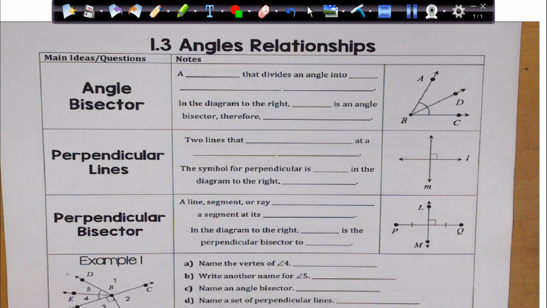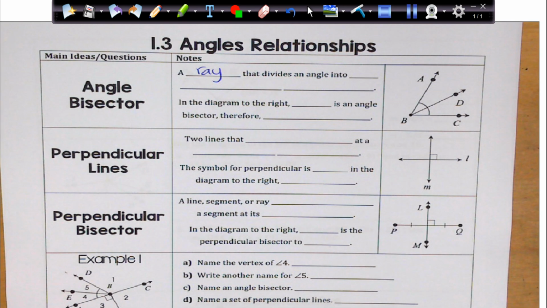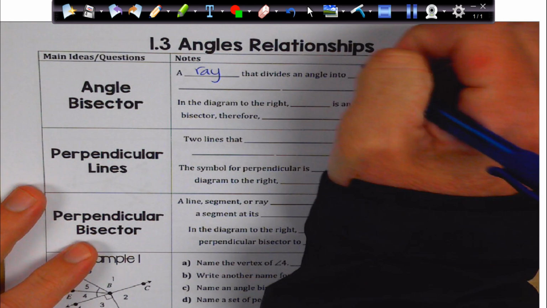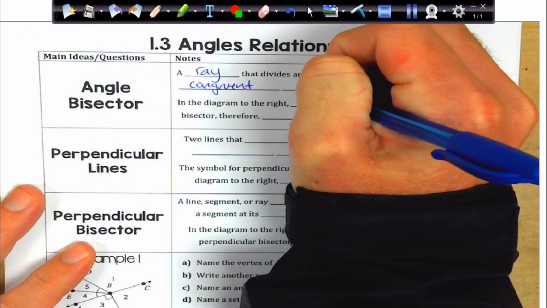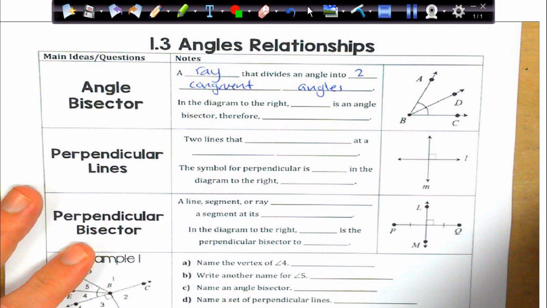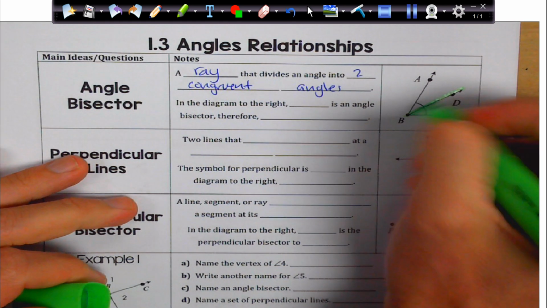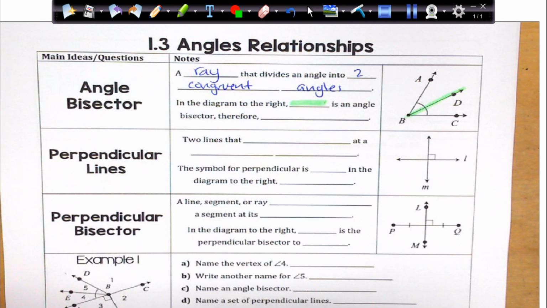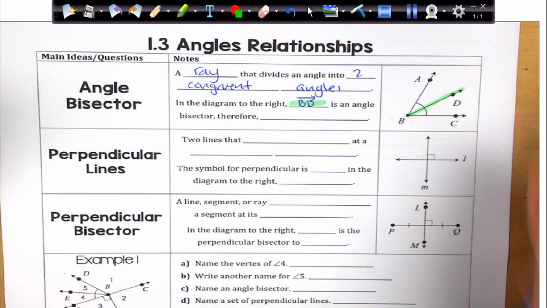Alright, so our first one is angle bisector, which is basically a ray that divides an angle into two congruent, again congruent means the same shape or size, angles. Okay. So we can see here in the diagram to the right, BD is our ray. So we have ray BD coming right here, and that's going towards D indefinitely.